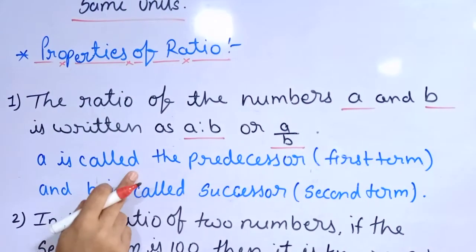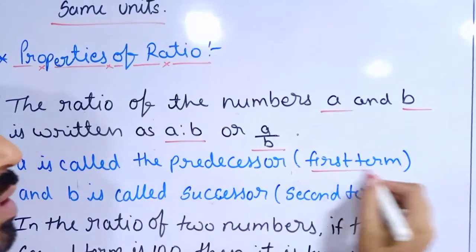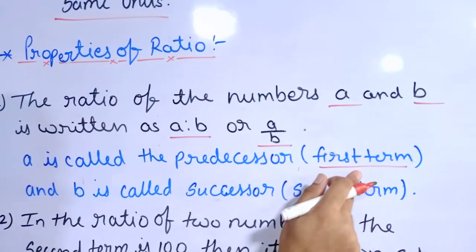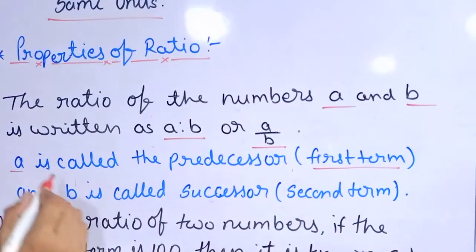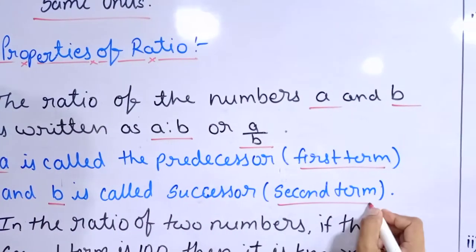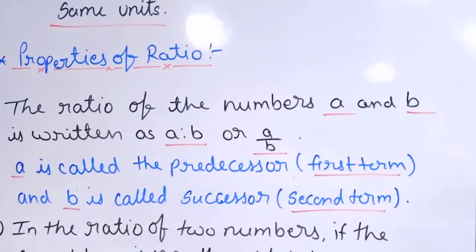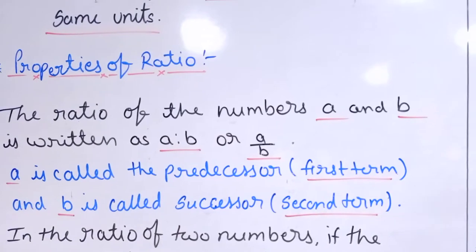A is called the predecessor, or we can say the first term. Generally we use the first term for that. And B is called the successor or second term. First term and second term are very useful to us. Mostly we are going to use these words.